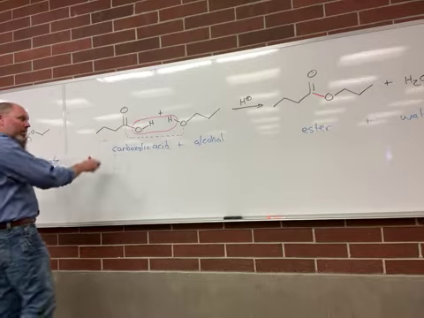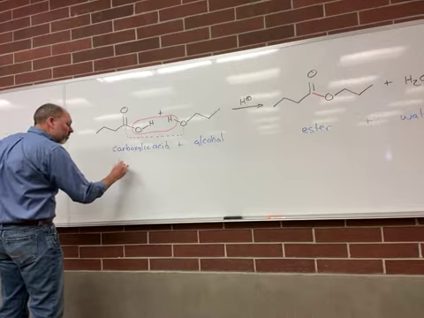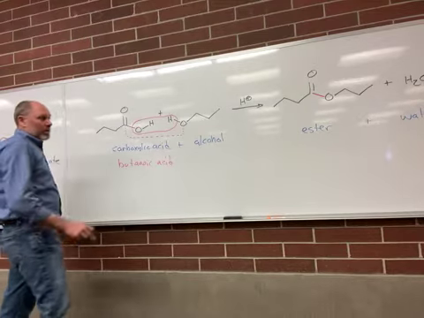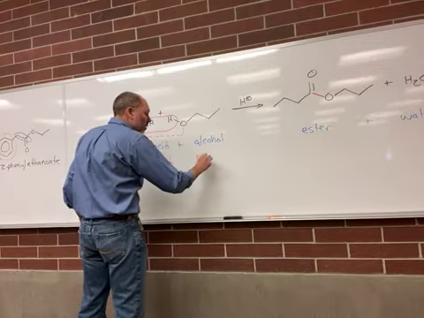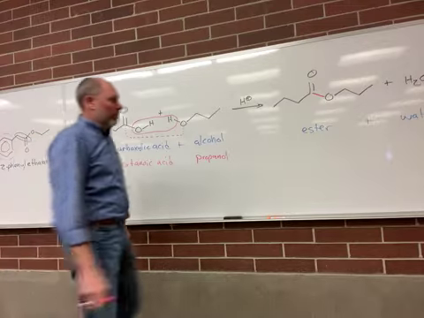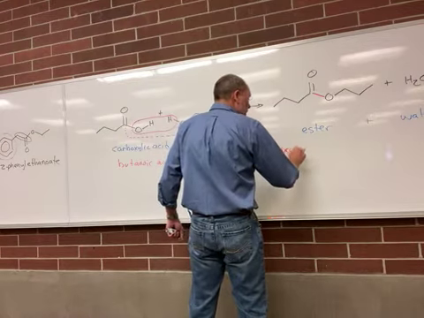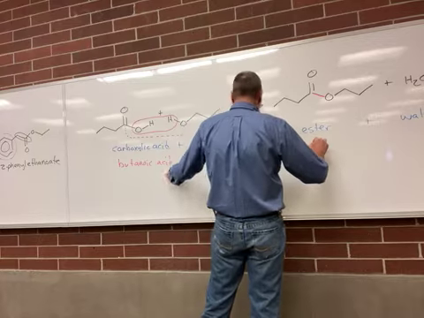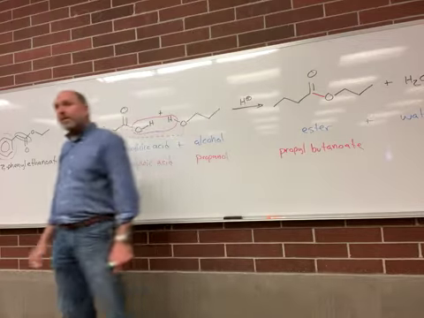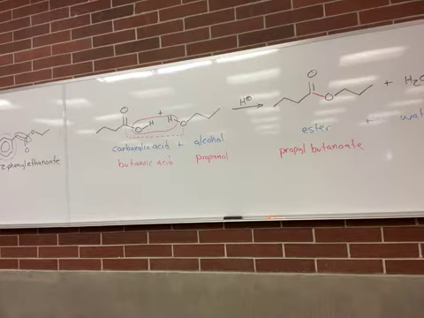This here is what? Well, this is butanoic acid. This is propanol, N-propanol. So that's going to go to propyl butanoate. Okay? So that's where the nomenclature actually lines up with the chemistry that I'm learning. It's kind of cool. So if I can name it, I can follow the chemistry.